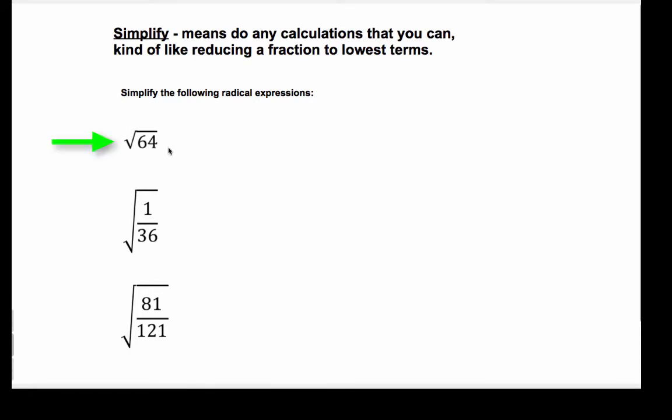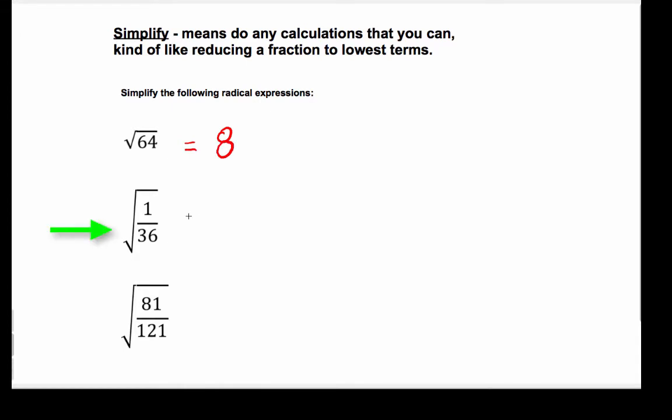So radical 64 is asking us, what is the square root of 64? What number times itself equals 64? 64 is one of those numbers that we call a perfect square number. It has a whole number square root. A lot of times we remember like 3 squared is 9, 4 squared is 16, 5 squared is 25, 6 squared is 36, 7 squared is 49, 8 squared is 64. So the square root of 64 is 8.